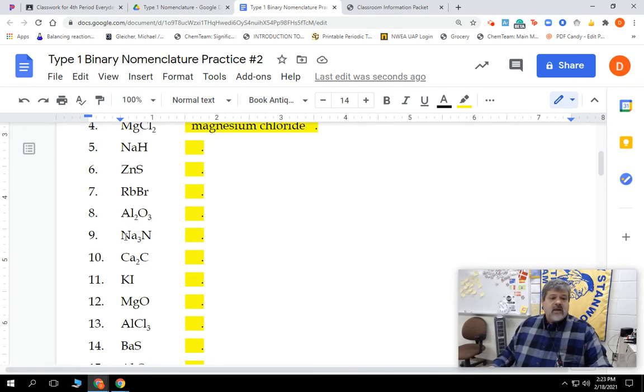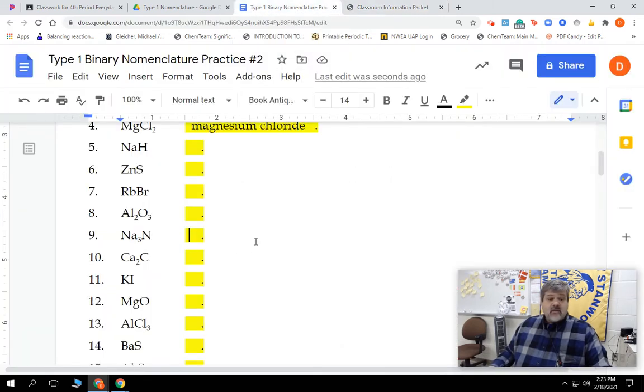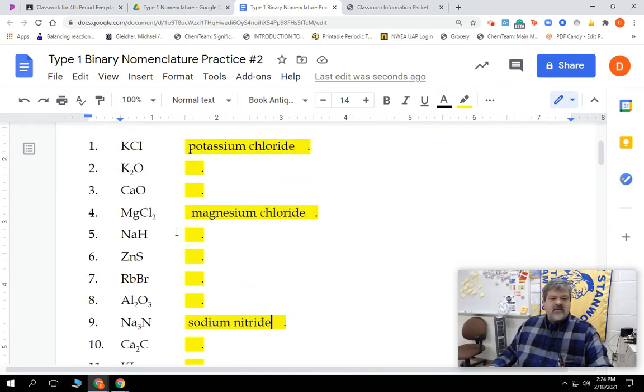Let's do Na3N. So we just find the name for Na, and we find the name for N. So let's go to our periodic table. Na is sodium, so that's the first part. And N is nitrogen, but we're going to change it to ide. So again, we're going to call this one sodium nitride. And that would be the answer for that one. Okay, I'm going to let you finish the rest of these ones on your own.